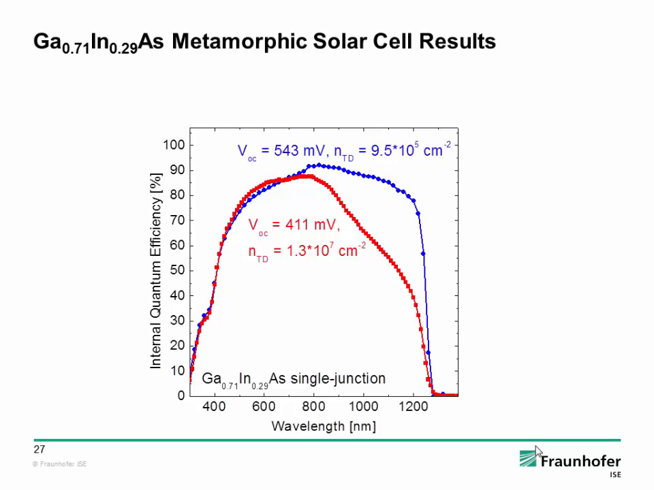And to demonstrate that in a practical device, I show here two internal quantum efficiencies of, again, a ternary gallium-indium arsenide single-junction solar cell, where you can see, first, if we have high threading dislocation density in the range of 10 to the 7, the current is also very much influenced. The internal quantum efficiency is much less because the diffusion length is not sufficient. But even more dramatically, you can see it in the open circuit voltage, which is much less than for these devices which have a threading dislocation density in the range of 10 to the 6.